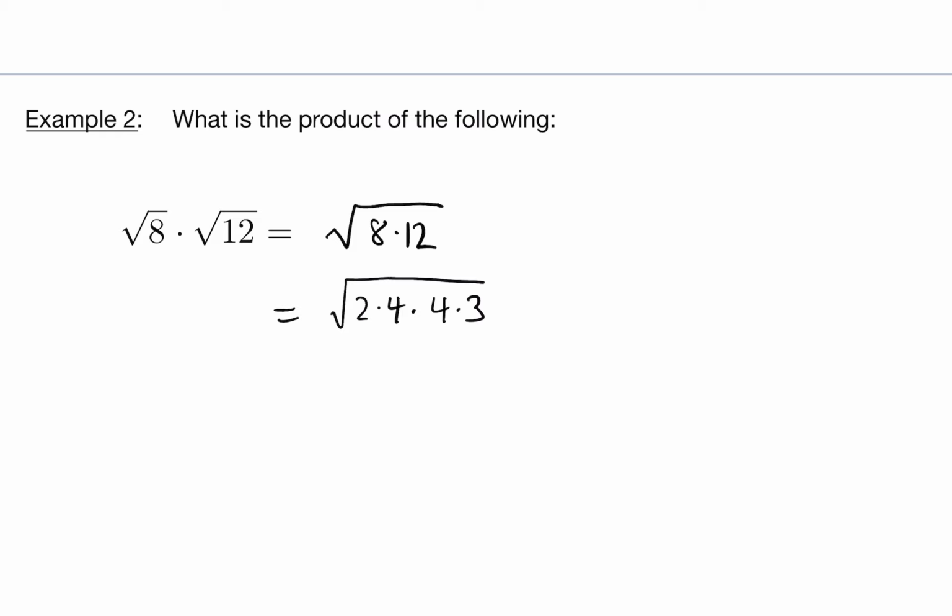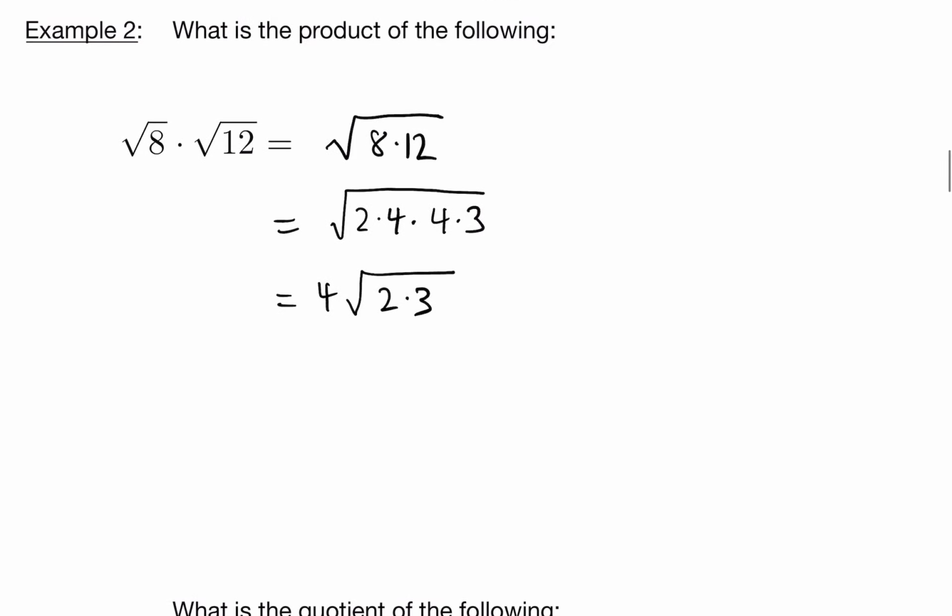Okay, now, as you might recall from the previous example, when you have two of the same values underneath the radical sign that are multiplied together, okay, this only works with multiplication, when you have two of those, they can come out as 1. Okay, so what that means is this 4 comes out of the radical sign, but it's represented as one of them, and we're left with 2 times 3. Okay, now we can multiply both of these values together, and our final answer becomes 4 square root of 6.